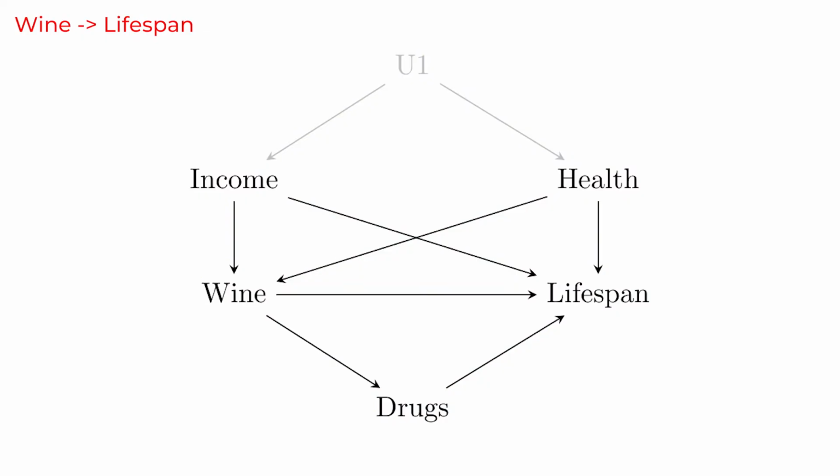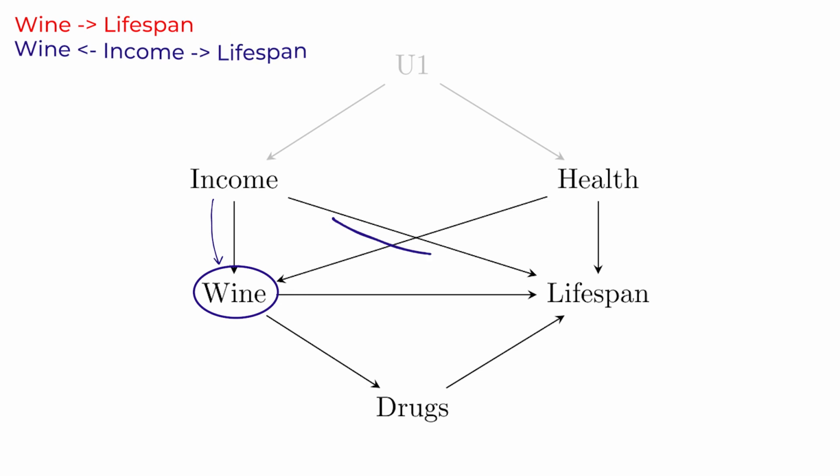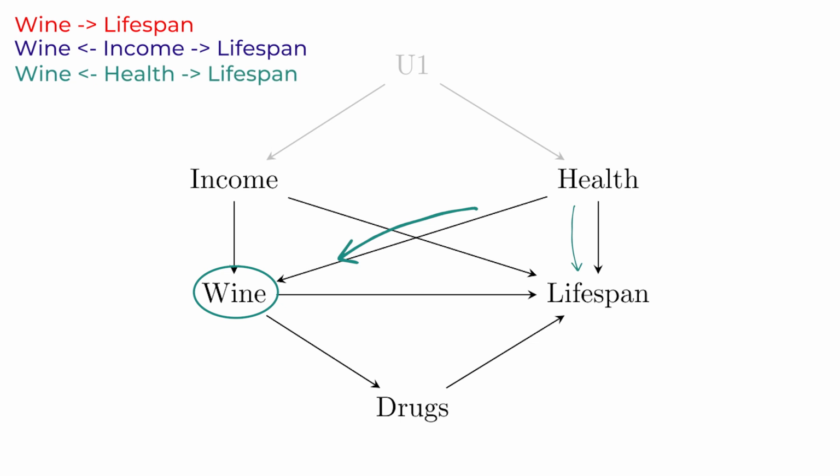So, for example, I can go from wine to income to lifespan. That's saying that people who are richer might be able to afford and drink more wine, and they also will live longer lifespans for other reasons. Or wine to health to lifespan. People who are healthier might feel like they have the ability to drink more wine. If you're really sick, maybe you need to stay away from alcohol. And then also being in better health will improve your lifespan. Those are different reasons why those two variables, wine and lifespan, are related to each other.